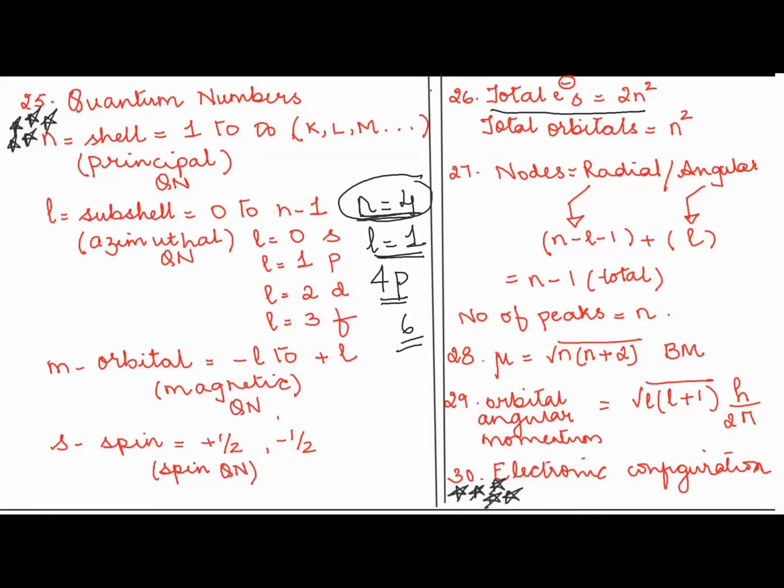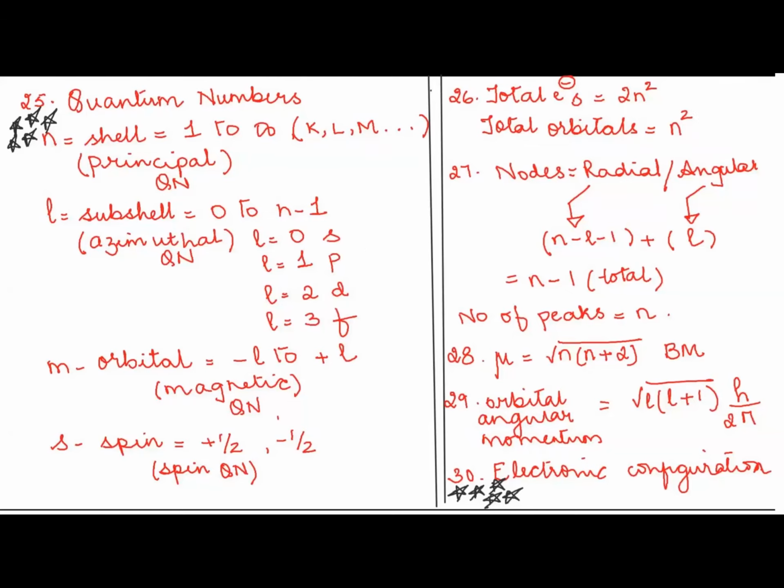So 4 square is 16, 4 16s are 32 electrons. This is the number of electrons in a shell. The question was how many electrons in the subshell? In the subshell, that is 4p, you can put in 6 electrons. And orbitals: each orbital contains 2 electrons. So the number of orbitals in a shell you can count by n square, which is half the number of electrons.